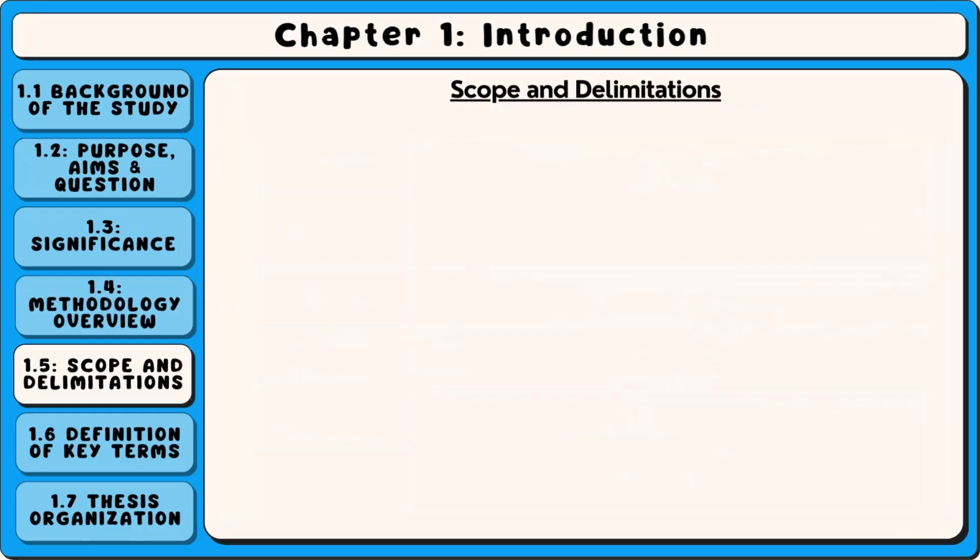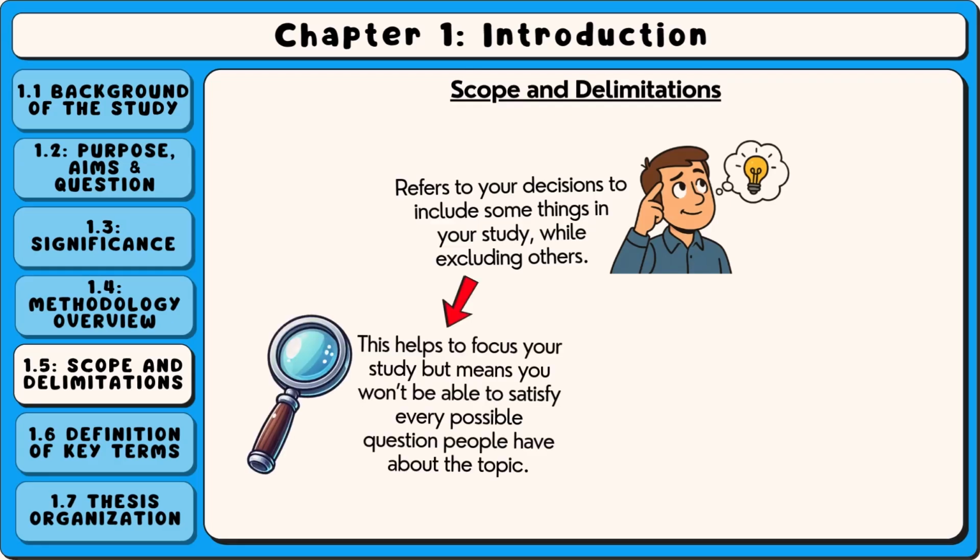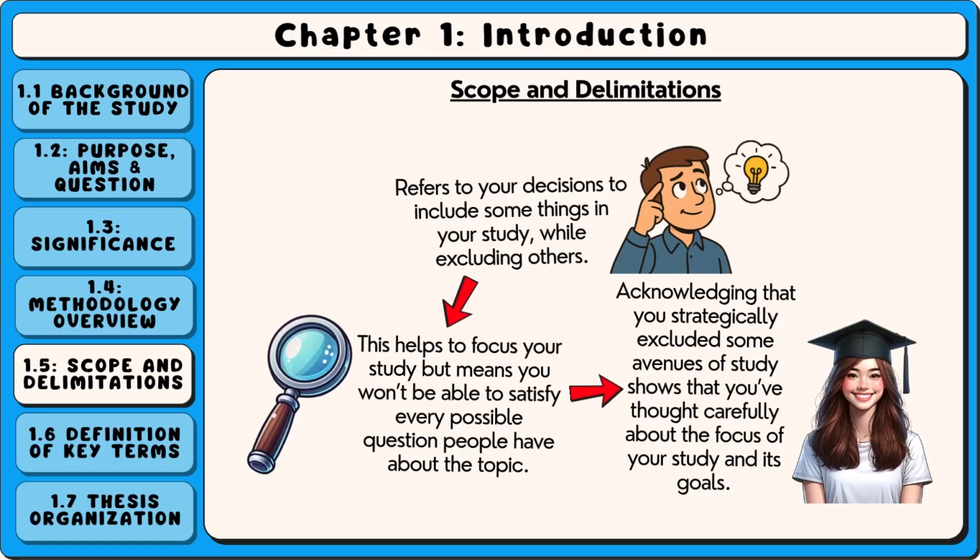Now let's move on to section 1.5, which covers the scope and delimitations. The scope and delimitations refers to your decisions to include some things in your study while excluding others. Every study has to make decisions about what to include and exclude. This helps to focus your study, but does mean that you won't be able to satisfy every possible question people have about your topic. By acknowledging that you strategically excluded some avenues of inquiry from your study, you're showing that you have thought carefully about the focus of your study and its goals.